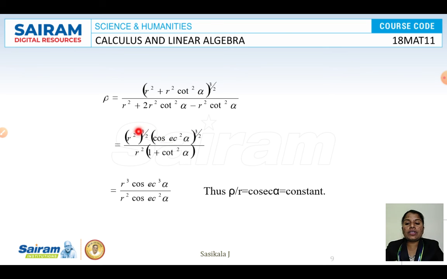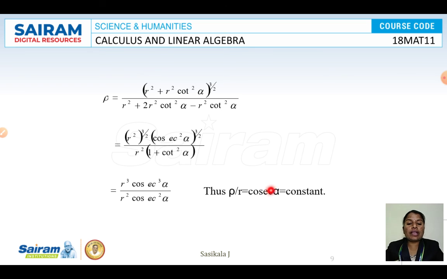So what will happen here? r squared you can take out from the denominator, because it is 2 r squared cot squared alpha minus 1 r squared cot squared alpha. r squared I'm going to take out. It will become 1 plus cot squared alpha. So 1 plus cot squared is again cosecant squared. So in the numerator you have r cubed, that's why it's written r cubed, and cosecant cubed alpha, by r squared cosecant squared alpha. So in this one cosecant term will get cancelled and one r term will also get cancelled. Rho is equal to r cosecant alpha. So rho by r is equal to cosecant alpha.